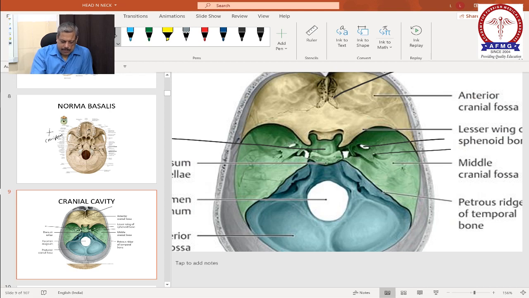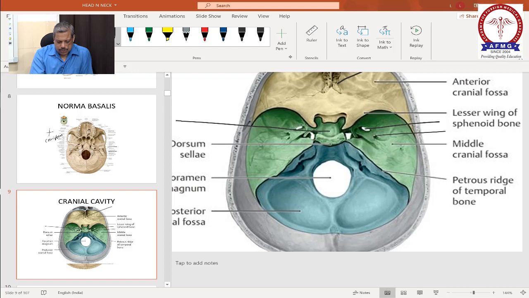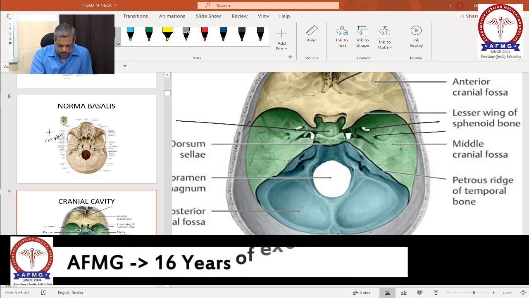Now see the posterior cranial fossa. In this posterior cranial fossa, there is no need to say, the largest opening is known as the foramen magnum. In the lateral wall of the posterior cranial fossa, superiorly and laterally to the foramen magnum, this large fissure-like opening is known as the jugular foramen.